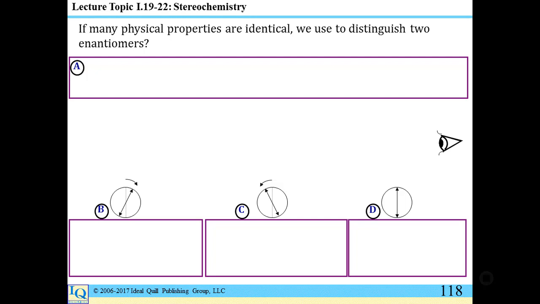In our last lecture, we learned that many properties of enantiomers are identical to one another, such as boiling and melting point. So how do we distinguish these two enantiomers from one another? The primary method that scientists have developed for this purpose is to measure the rotation of plane polarized light. The experiment is set up in a polarimeter as follows.